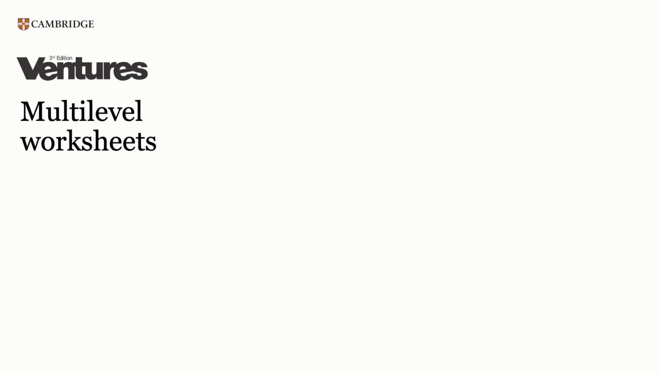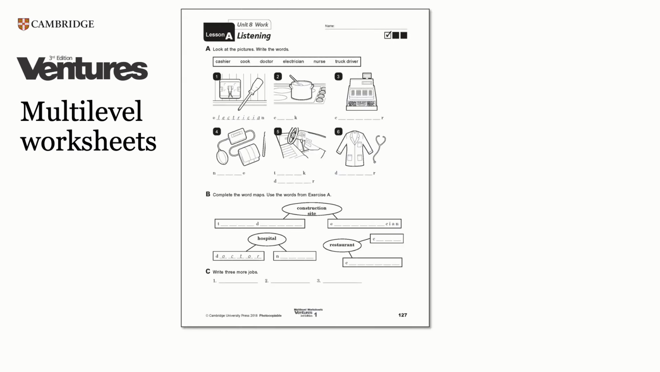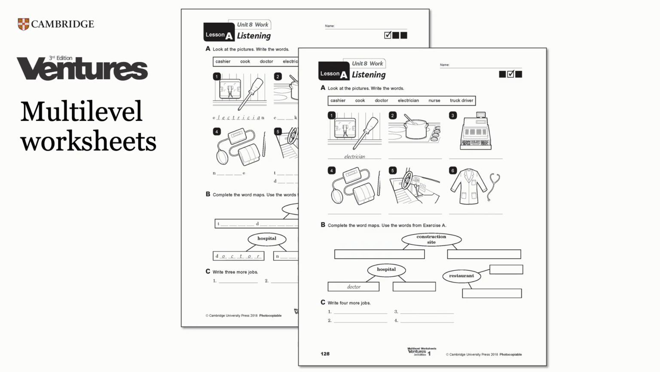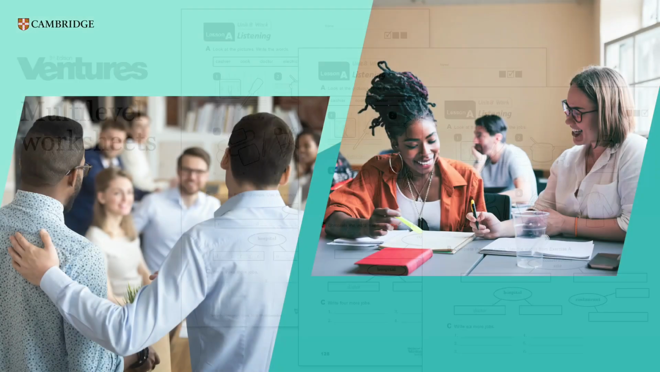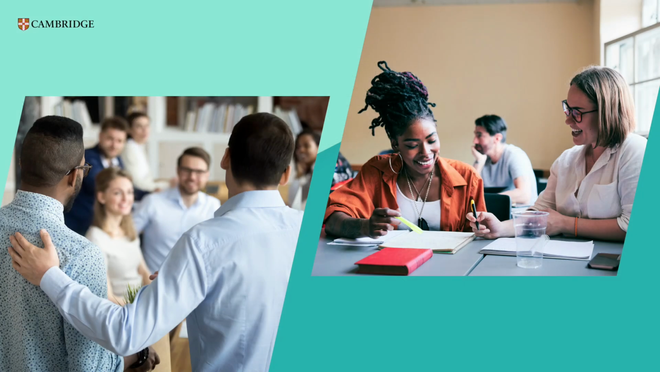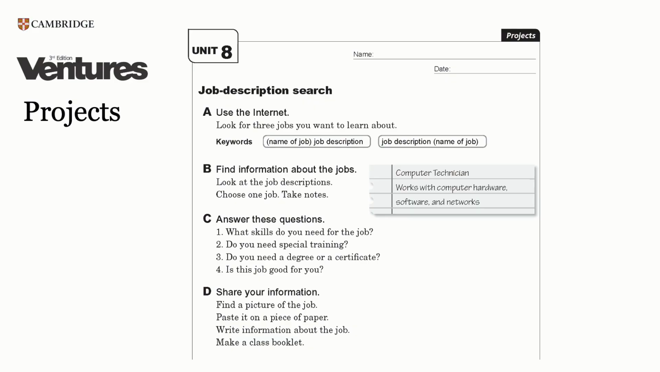Multi-level worksheets are designed for use in multi-level classrooms, where the proficiency level of the students differs. These offer additional practice of the language and unit topic, taking the learning off the page and into the classroom through a variety of fun pair work, group work, and whole class activities. Project worksheets, one per unit, give students the opportunity to work together with classmates on projects related to the unit topic.